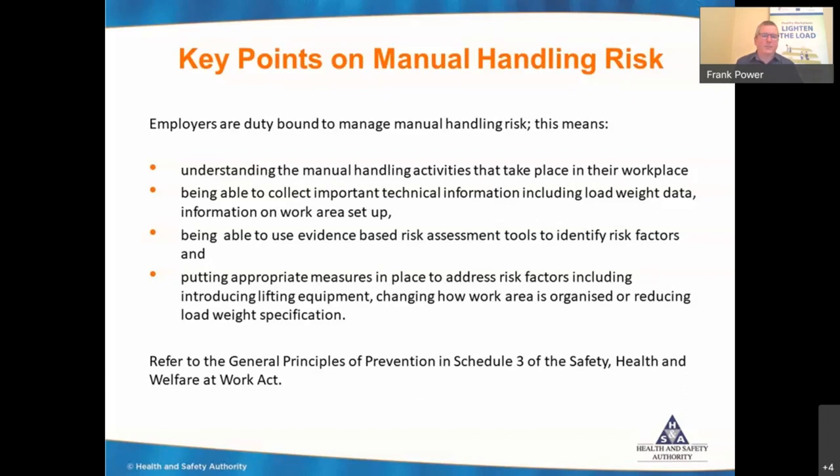I also just refer there to the general principles of prevention in the Act, because in there it talks about the importance of avoiding risk, evaluating unavoidable risks, adapting work to the individual. And that's critical in terms of our approach. We can't depend on the delivery of manual handling training alone to solve our issues in relation to manual handling. We have to consider and study very carefully the type of work people are doing.